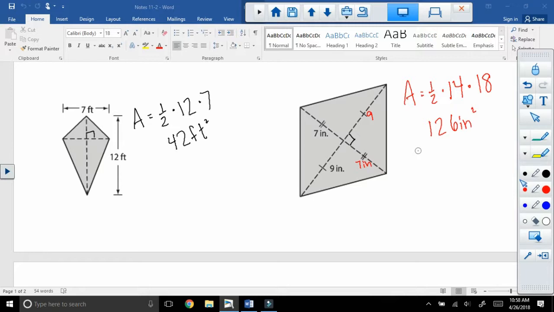Make sure you're including units on those. This one here should be square inches. Questions on those? No? Okay.